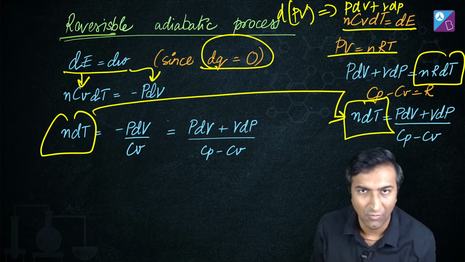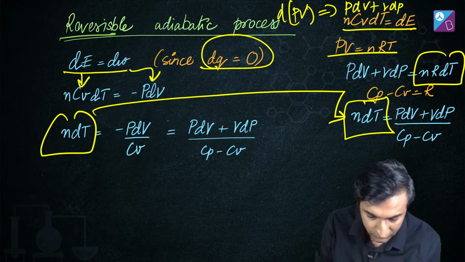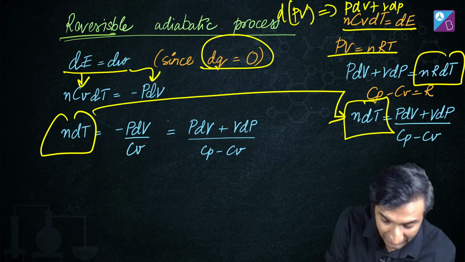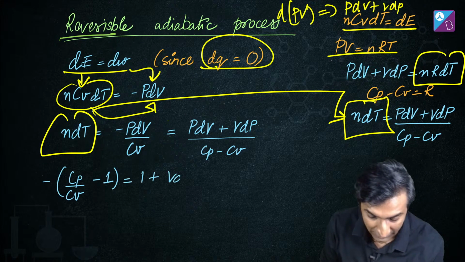You mean constant. It can't be 1. It's constant. PV^γ is a constant, not 1. Okay, cool. So what did I do here? I took this CV to the other side and then I substituted n dT from all of this, a little mathematical manipulation. Okay?